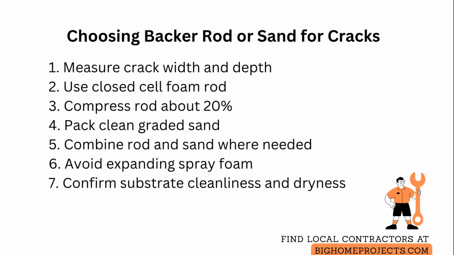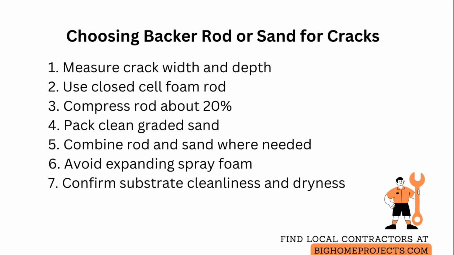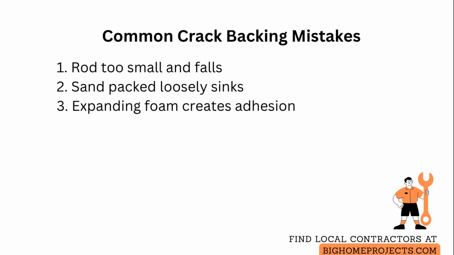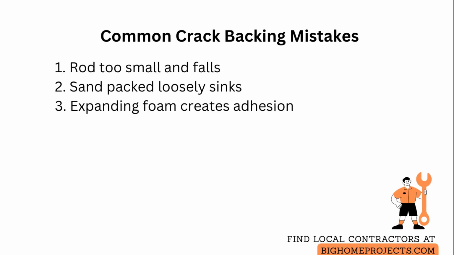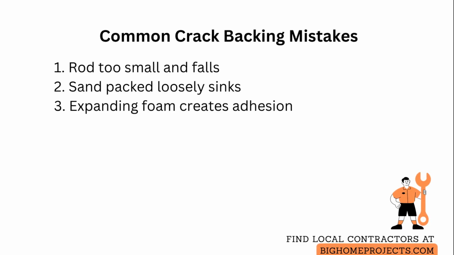When sealing deep gaps, consider installing a bond breaker tape or a recessed rod to control sealant geometry and prevent adhesion to the base of the joint. Three common mistakes are using a rod that is too small so it falls through and provides no support, packing sand loosely so the sealant sinks, and applying expanding foam in moving joints, which creates unwanted adhesion.